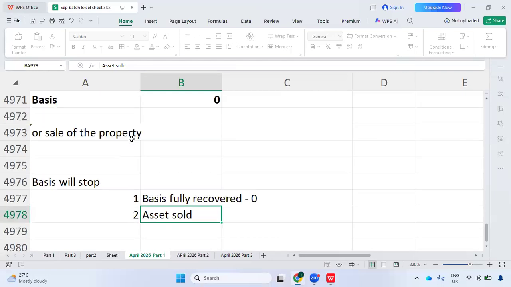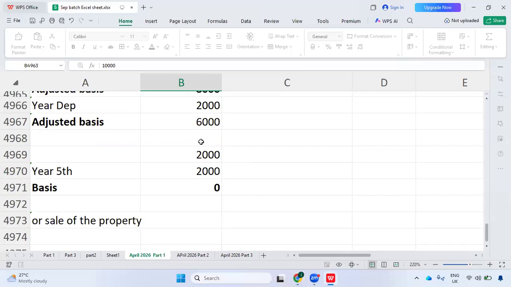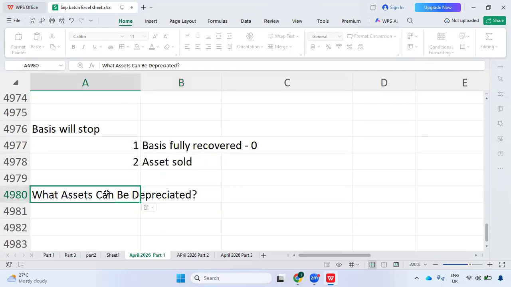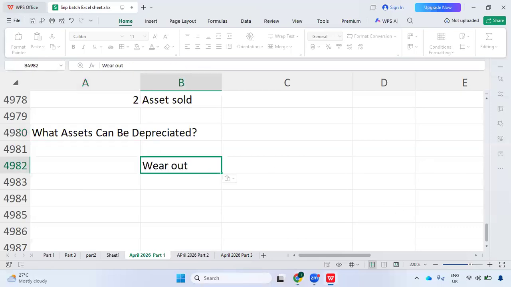Okay, we understand. So life of the property and the property value, we need to claim some amount every year. That amount we will reduce from the basis. So depreciation will reduce the basis, we understand that. But what assets can be depreciated? Can everything be depreciated? No. Everything cannot be depreciated. So what can be depreciated? Depreciable assets must wear out or become obsolete. Only those assets can be depreciated. So let's say we have a building.